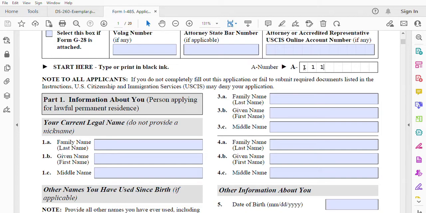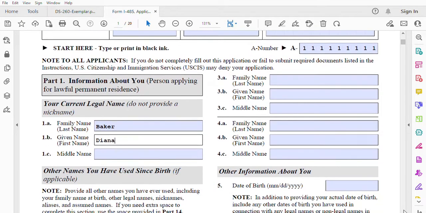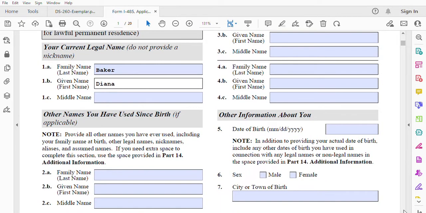So that's the alien number. You gotta check your I-797 approval notice. You will have this alien number. Family name. That's the information about the person applying for lawful permanent residence. The last name is Baker, and the first name is Diana. Middle name, you can leave it blank or put N/A, doesn't matter, both work. Other names you have used since birth, if any, you can enter them right here, 2A to 4C.